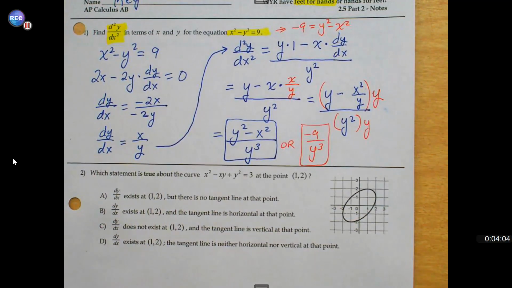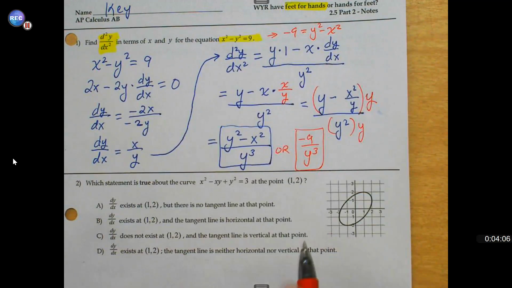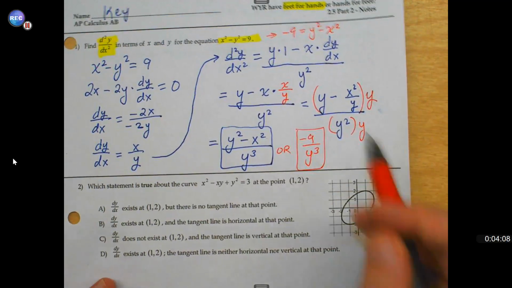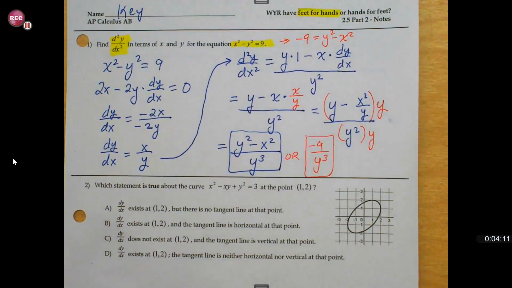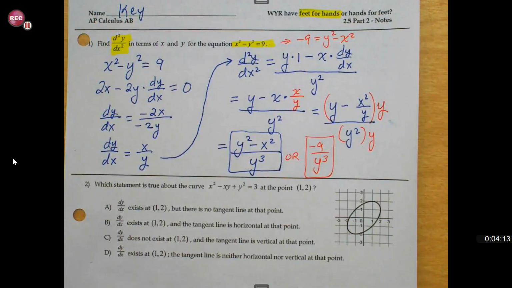But if this were a regular question on one of my tests or quizzes, I'd take either form of the answer. You just can't leave the dy over dx in your final answer. Okay, moving on to problem number 2.